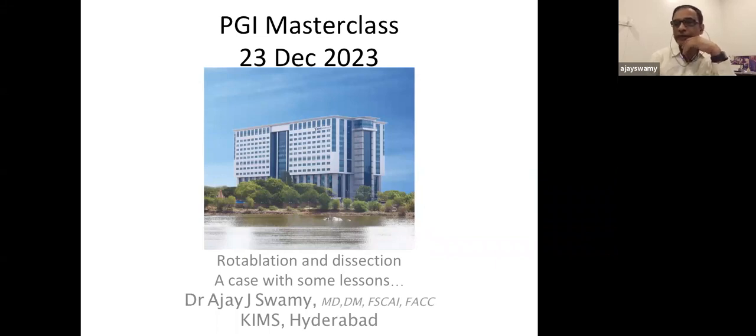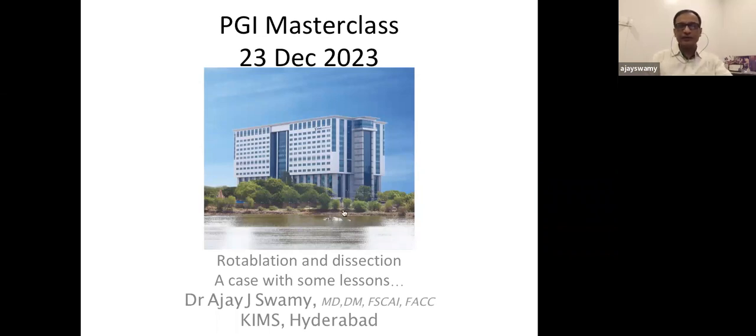So I said that no, it's not always a contraindication. Sometimes rotablation can get you out of trouble with dissection. And slowly the scope of the talk expanded to include perforations as well, because it was felt that this one case was too much, although I thought it was a very nice case. But still, let's see what we can make of it.